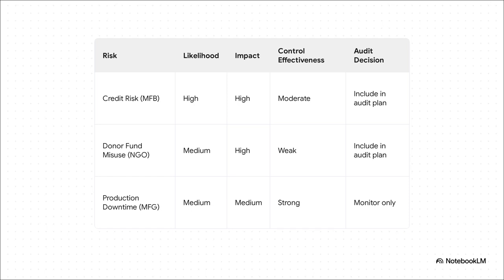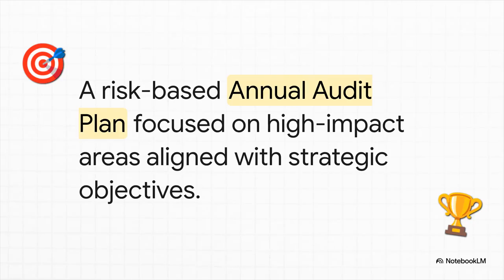The proposed audit plan, backed up by all this thorough evaluation, is presented to the audit committee. Once they give it the green light, it becomes the official mandate for the internal audit team for the year ahead. And the end result of this whole 7-step process? A robust, risk-based annual audit plan. This ensures the audit team is focusing its precious resources on high-impact areas and that its work is directly tied to the organization's strategic goals.